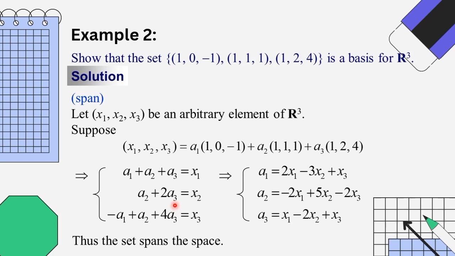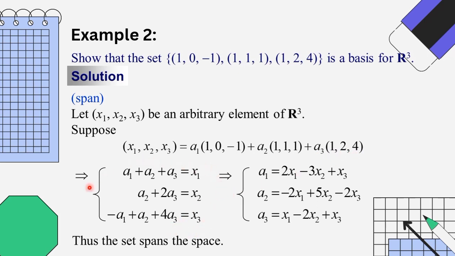Next is the third element, so we have x sub 3. How did we arrive at these values? The same steps: a sub 1 times the third element of the set, negative 1, gives negative a sub 1. Then a sub 2 times 1 gives a sub 2. Last, a sub 3 times 4 gives 4a sub 3. That's how we arrive at this solution.